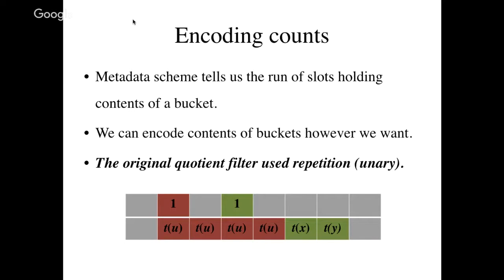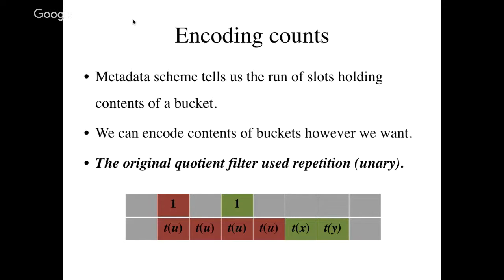As I told before, we have the metadata bits, and the metadata bits help us identify that these slots in the data structure or the hash table store the information for this home bucket. All these red slots are holding the information for this home bucket. They all hash to this bucket, but they're stored in different, later slots. Similarly, the green slots are holding information for this home bucket.